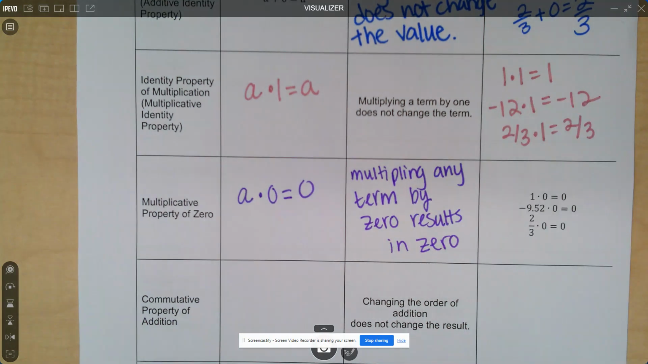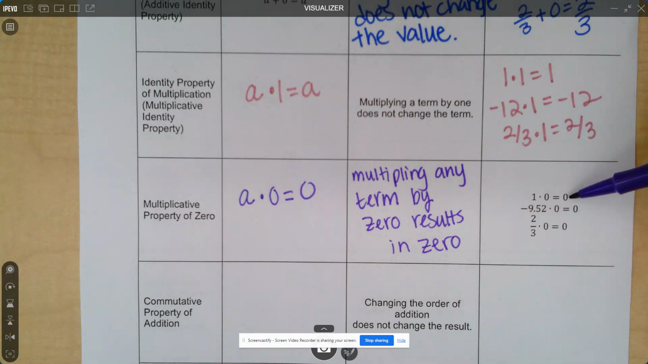So if we look at these examples, 1 times 0 is 0. -9.52 times 0 is 0. 2/3 times 0 is 0. Works for all the real numbers.